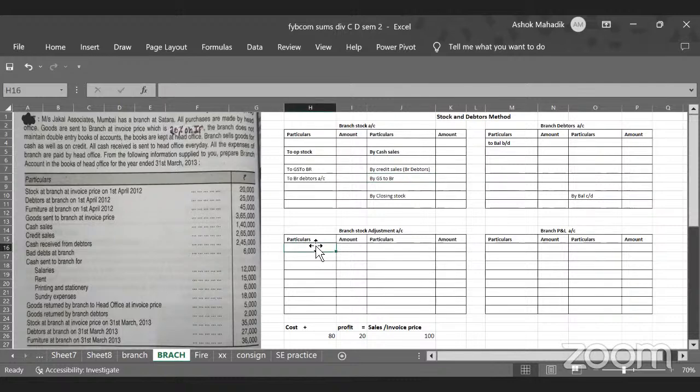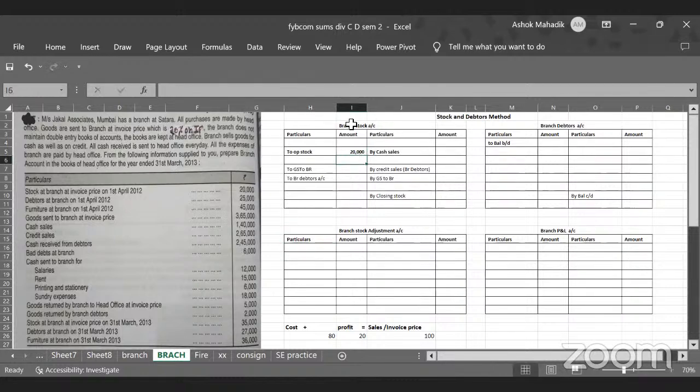Stock at branch at invoice price on 1st April 2012, rupees 20,000. So April 2012 is opening and 13 is the closing. April 12 is the opening date, and you can see at the end of the table, closing stock is given on 31st March 13. So they are following the financial year, which is April to March. So this stock is opening stock. We will write in branch stock account, opening stock 20,000.